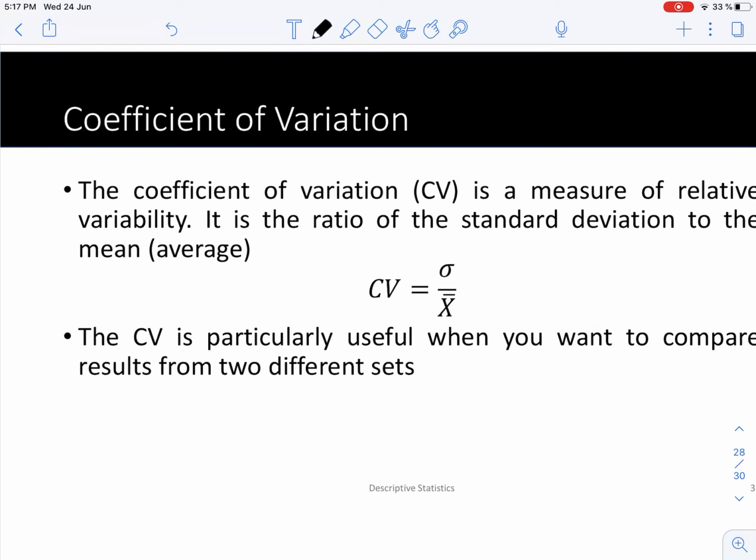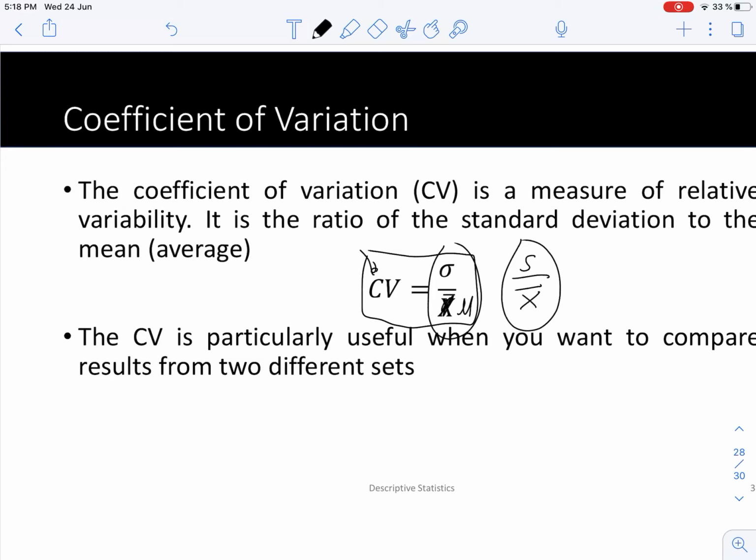And lastly, we have the coefficient of variation. The coefficient of variation, or the CV, is a way to measure variability. But the nice property of the CV is that it doesn't have units. It's dimensionless, unitless. So the equation is sigma over mu, or S over x bar. So it's S over x bar, right? This is for population and this one is for sample.